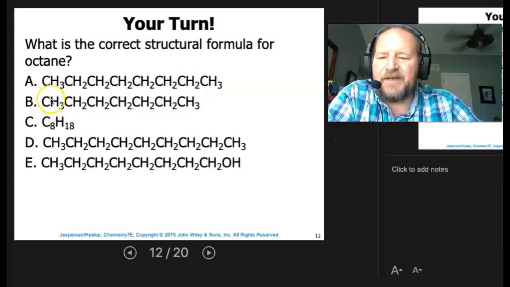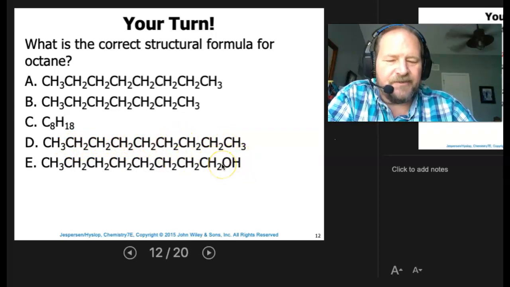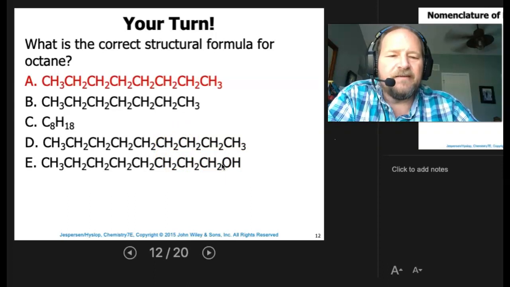So we know it cannot be B. Even though this one's 8, it can't be C because it wants the structural formula, which means we have to show how it's laid out. So we know it's either A or anything else. 1, 2, 3, 4, 5, 6, 7, 8, 9. That's not going to happen. And right away I see the alcohol here, which means my answer has to be A.